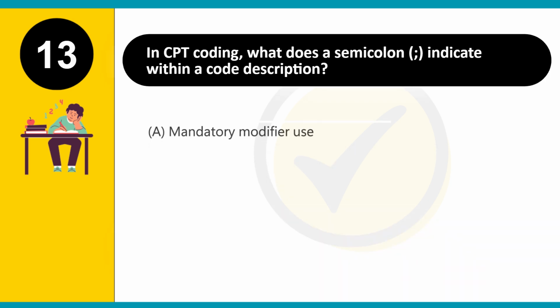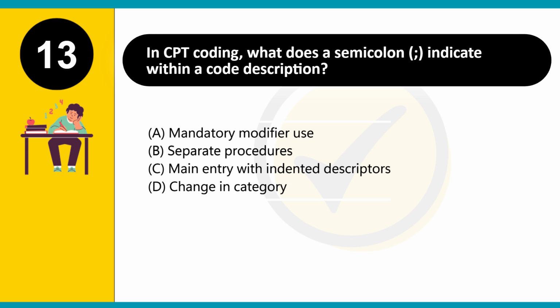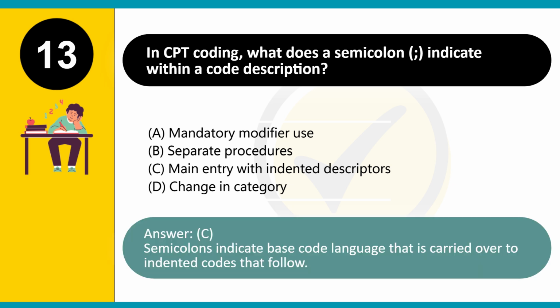In CPT coding, what does a semicolon indicate within a code description? A. Mandatory modifier use. B. Separate procedures. C. Main entry with indented descriptors. D. Change in category. Answer: C. Semicolons indicate base code language that is carried over to indented codes that follow.